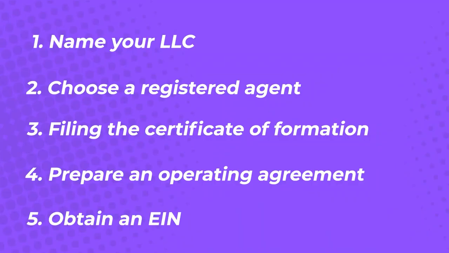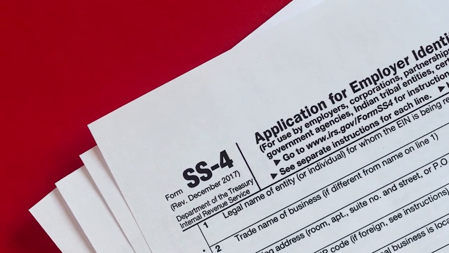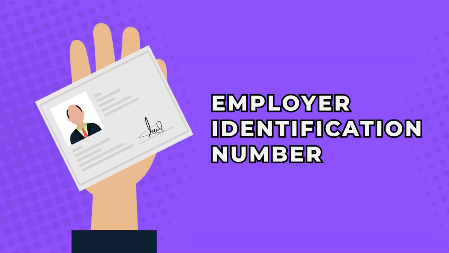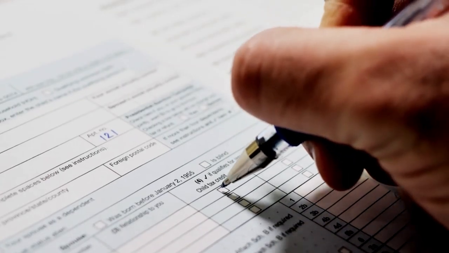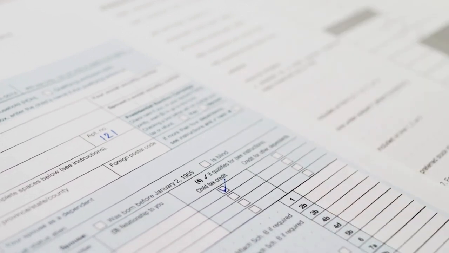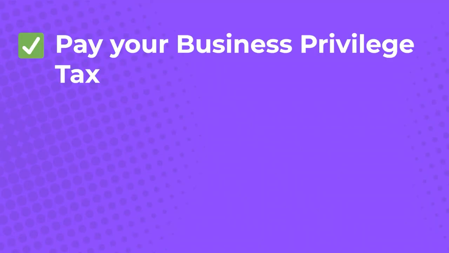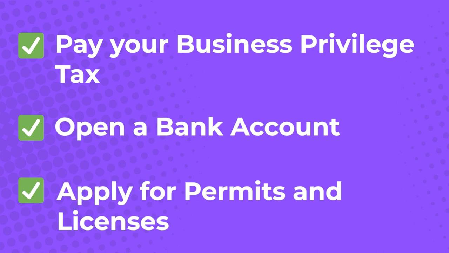Step 5. Obtain an EIN. Next, we need to get an EIN for your LLC. An EIN, or Employer Identification Number, is a federal tax ID issued by the IRS to your company. Your EIN is used by the IRS to readily identify your firm on tax filings. All New Jersey firms pay a business privilege tax, and the state requires you to have an EIN to file. You may also be required to provide your EIN when opening a bank account or applying for municipal permits and licenses.